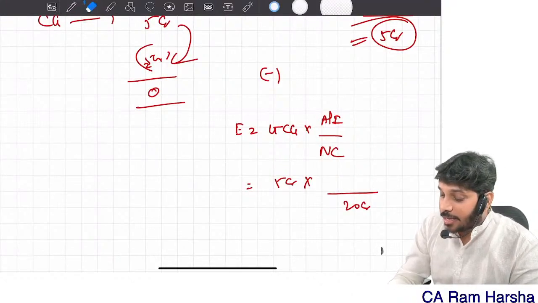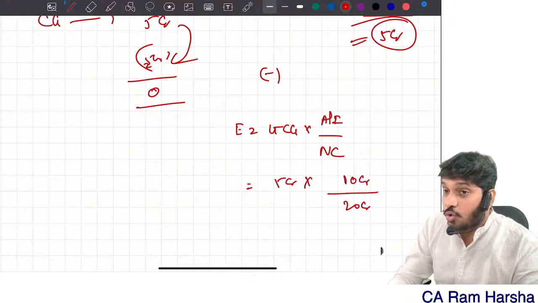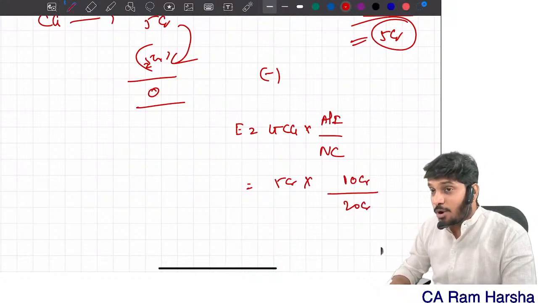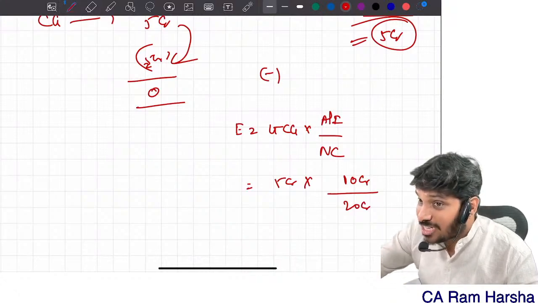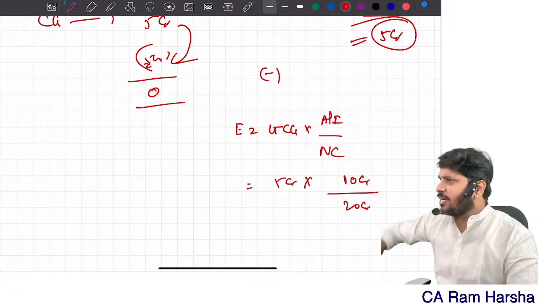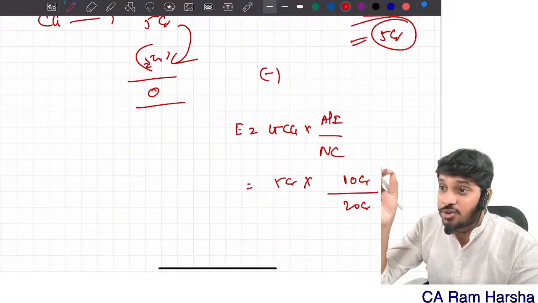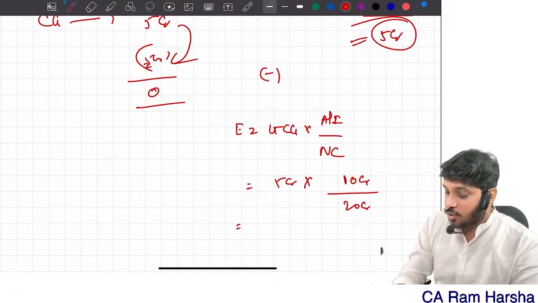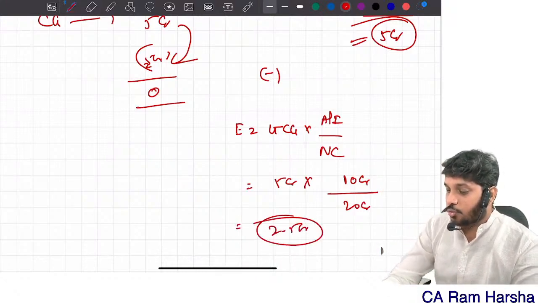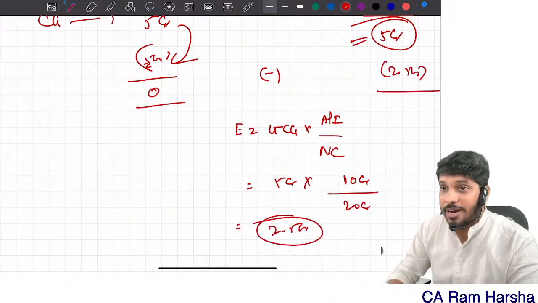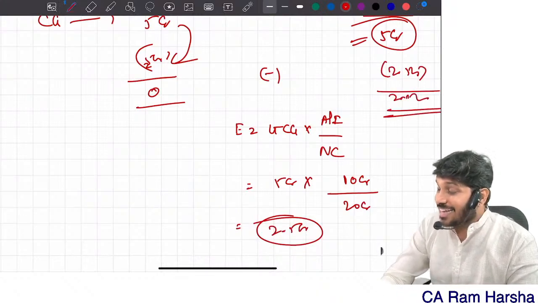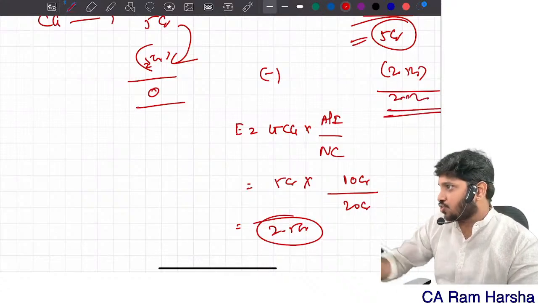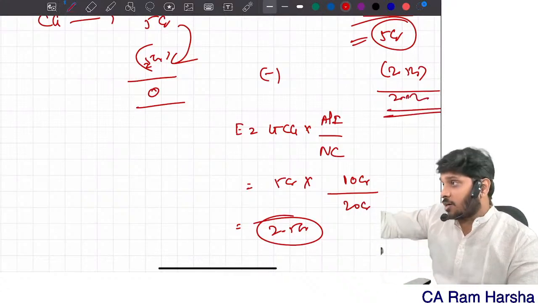No. Amount invested beyond 10 crore shall be ignored. Sir, I invested the entire 20 crore and bought the house. Doesn't matter. Only 10 crore I will consider as amount invested. So accordingly, only 2.5 crore is exempted. How much is exempted? 2.5. So the balance 2.5 is taxable as capital gain. Understood or not? Suppose the assessee also bought bonds under 54EC.